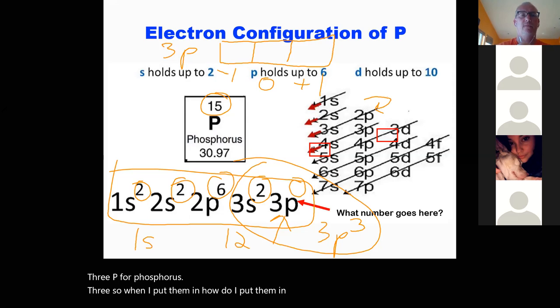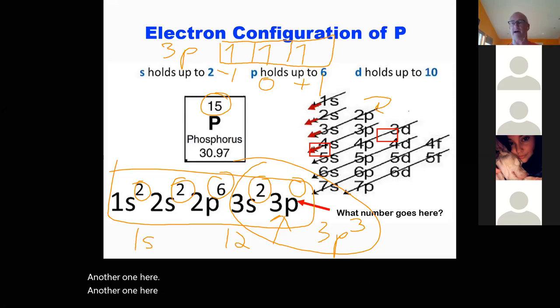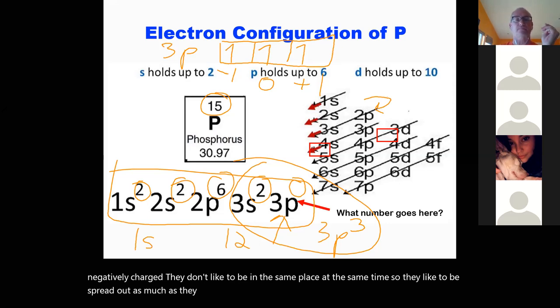I put one here, another one here, and another one here. You put them in one at a time. Because basically, electrons are negatively charged. They don't like to be in the same place at the same time. So they like to be spread out as much as they possibly can.